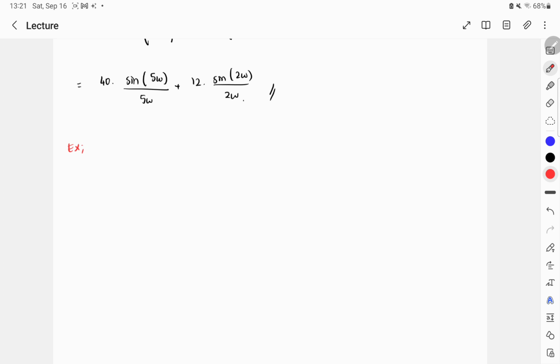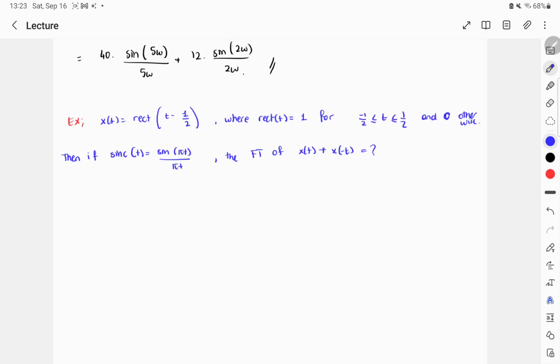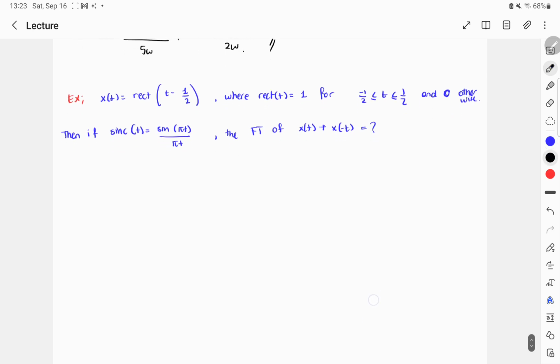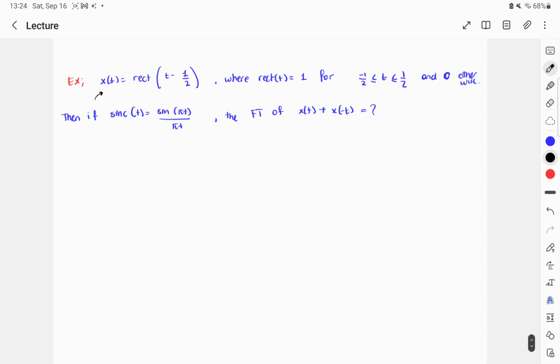And let me just rewrite it. Okay, so in this example, we are told that we have a signal x(t) in the time domain, which is rectangle (t minus 1 over 2), where the rectangle function is given. The rectangle function is 1 for t between minus 1 over 2 and 1 over 2, and it is 0 otherwise.